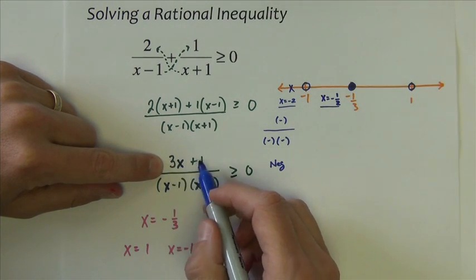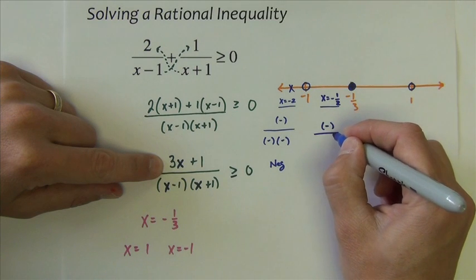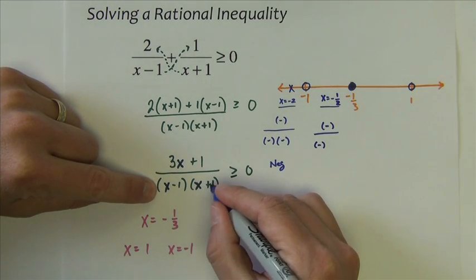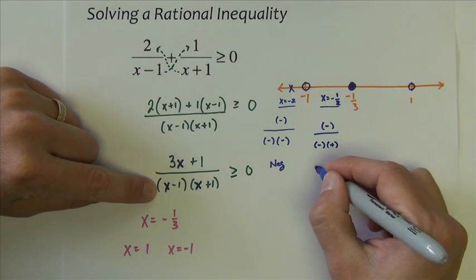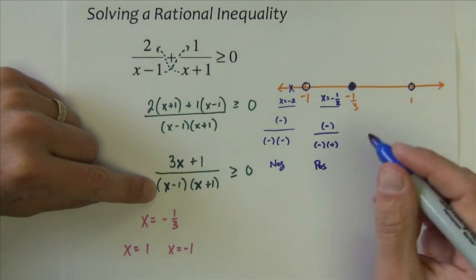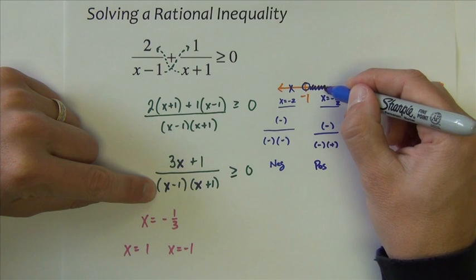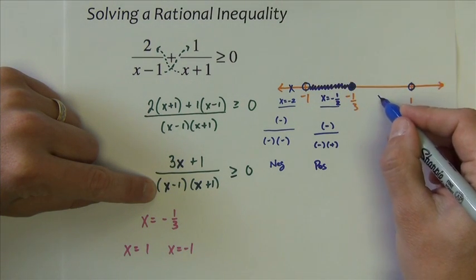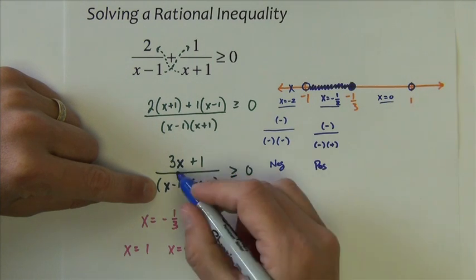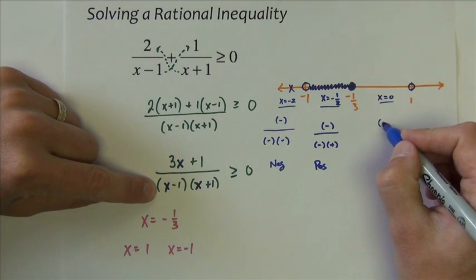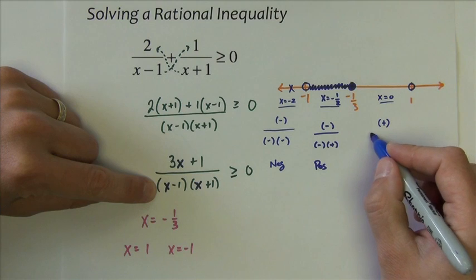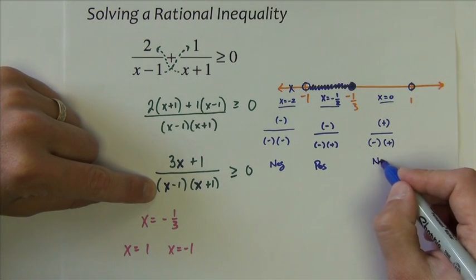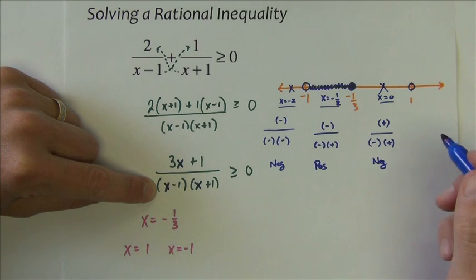3 times negative 1/2 plus 1 is negative. Negative 1/2 minus 1 is negative. Negative 1/2 plus 1 is positive. Those two negatives make positive, with the other positive is positive, so that's something that I want. Next I need between these two, I'm going to pick 0. So 3 times 0 plus 1 is positive. 0 minus 1 is negative. 0 plus 1 is positive. That's negative, I don't want it.